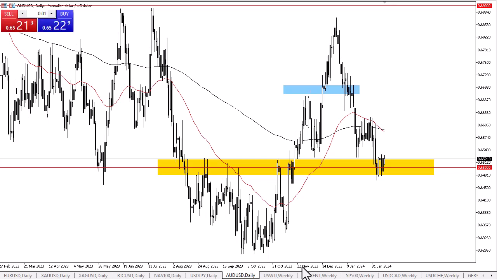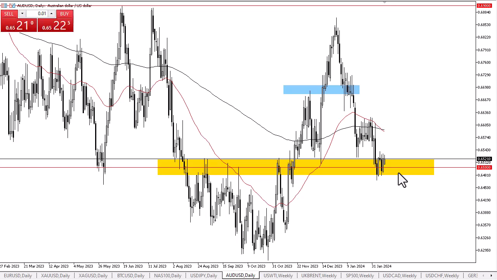After all, the U.S. central bank, the Federal Reserve, has been very cognizant of the fact that inflation continues to be a major issue in the United States. So therefore, the timeline of interest rate cuts has been pushed back, and therefore we've seen the Australian dollar suffer a bit.